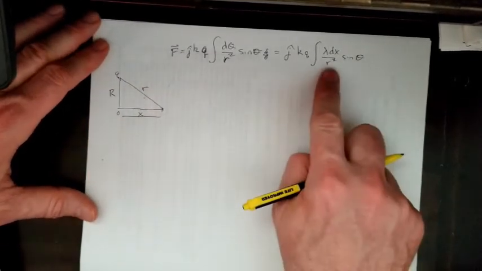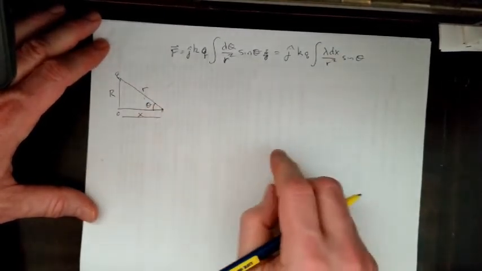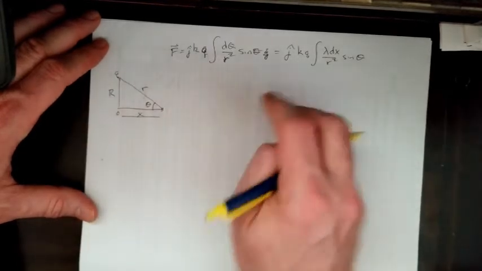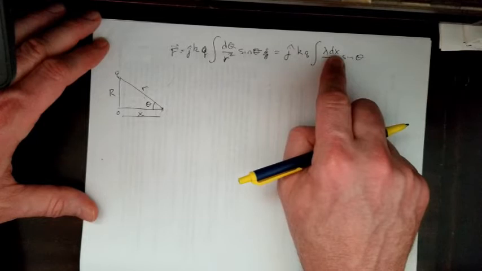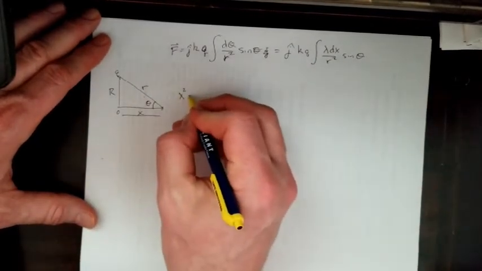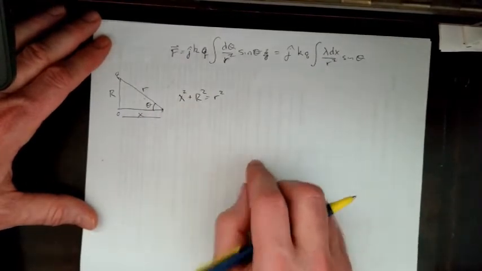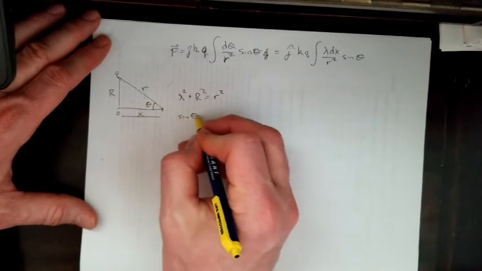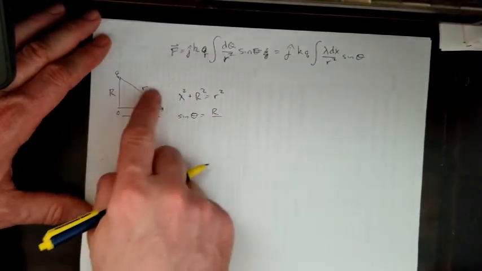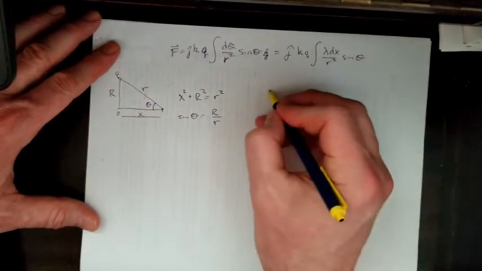Well, I have a relationship between big R squared and that angle there, theta. I have a relationship between these variables right here. I have dx as my differential, and so let's see if we can get little r in terms of that. So I know that x squared plus big R squared equals little r squared. Sine of theta is big R divided by the hypotenuse, little r. So whichever one I want to do first.